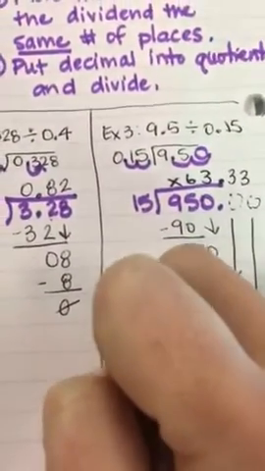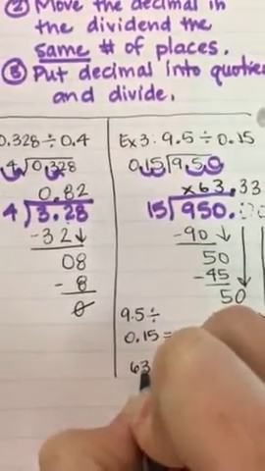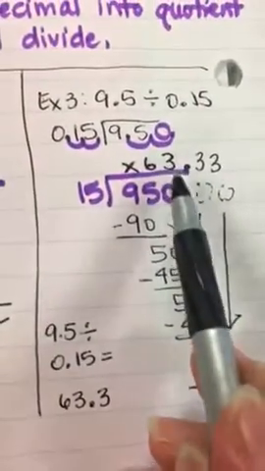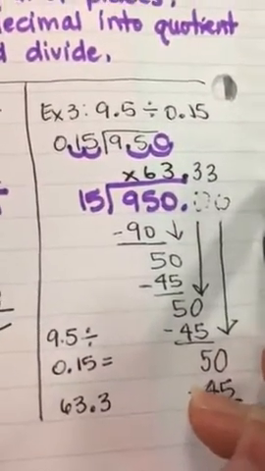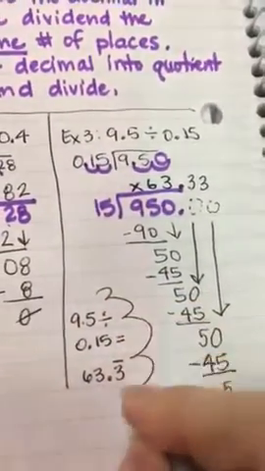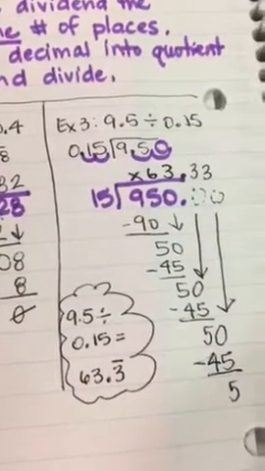9.5 divided by 15/100 is 63 decimal 3. And as you can see, the 3 after the decimal is what begins to repeat. So I'm going to express that using what we call bar notation over the 3.